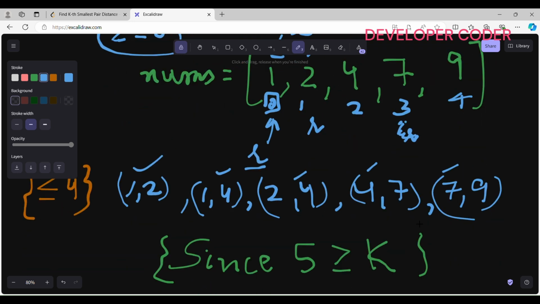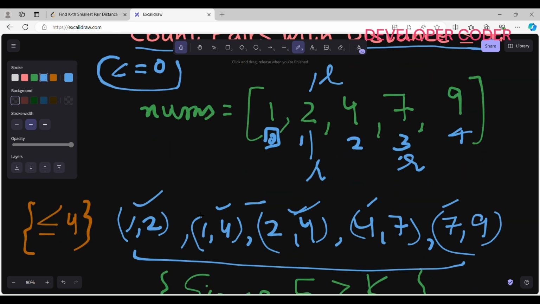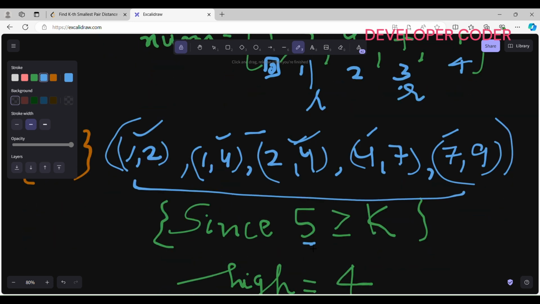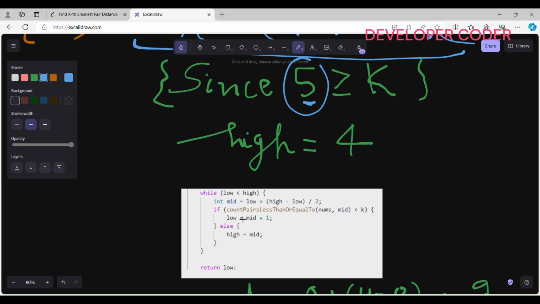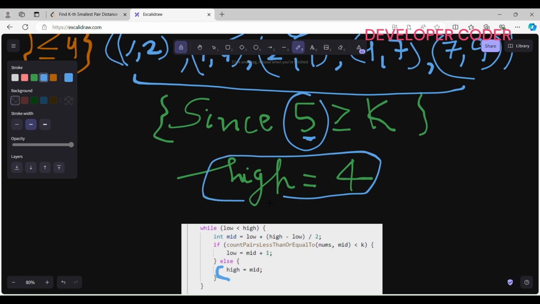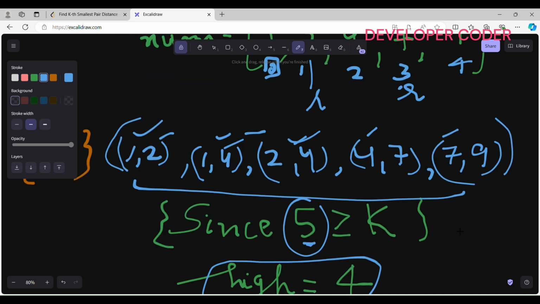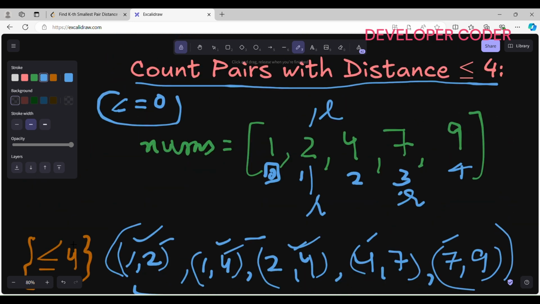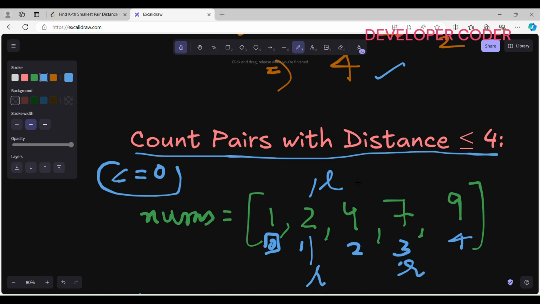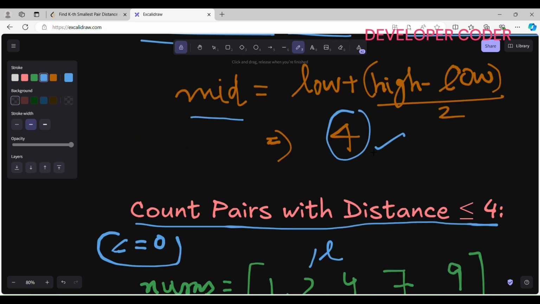So how many values am I getting here? Total 5 values. So how many total pairs are we getting? 5. The number I am getting here is 5, and this is greater than or equal to k, so this part will be executed. High will become 4, and why so? We have to find the fifth smallest. With the distance less than or equal to 4, with distance as this mid, I get 5 pairs.